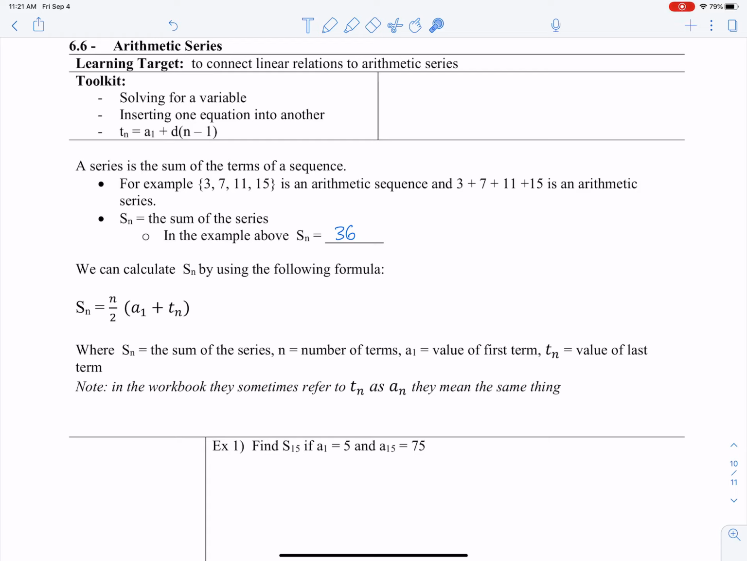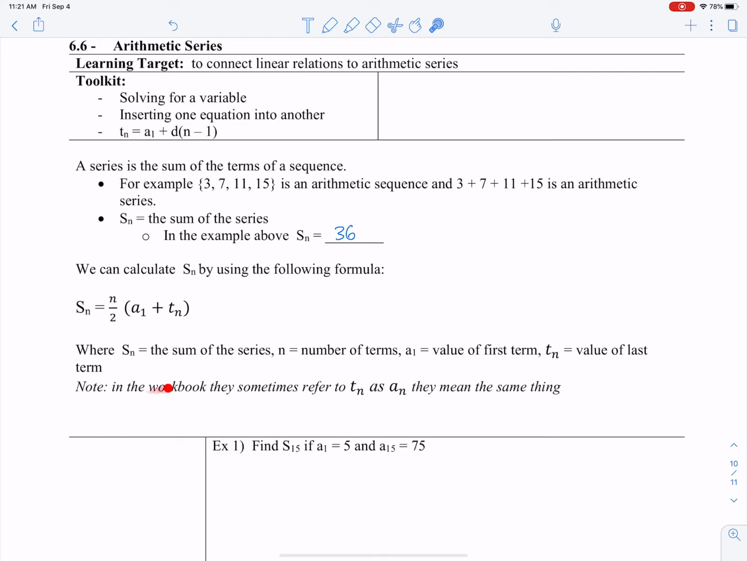So when we talk about series, we have a new formula if we want to calculate the sum. We have Sn, which you've just found out means sum. N is the same as in the last formula, where it means number of terms. A1 is our first term, and then Tn is either the last term or a term specified. Sn is the sum of the series, N is the number of terms, A1 is the value of the first term, Tn is the value of the last term.